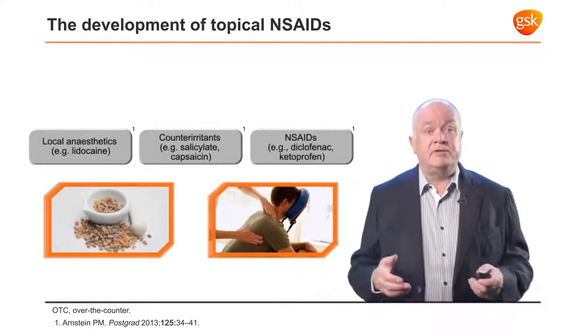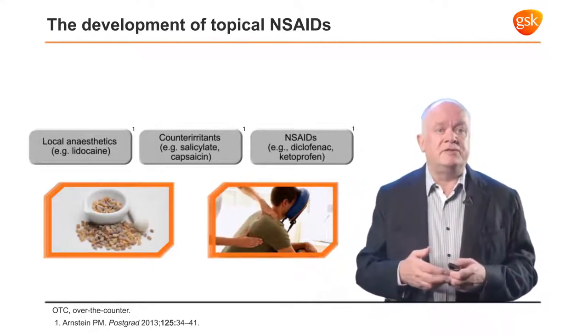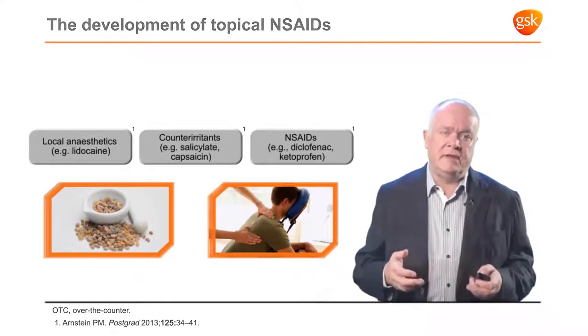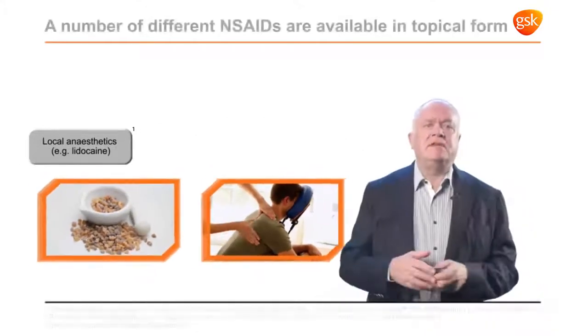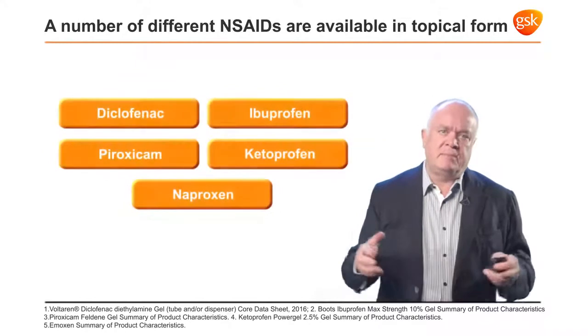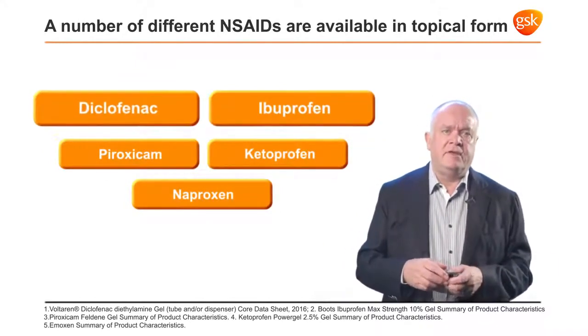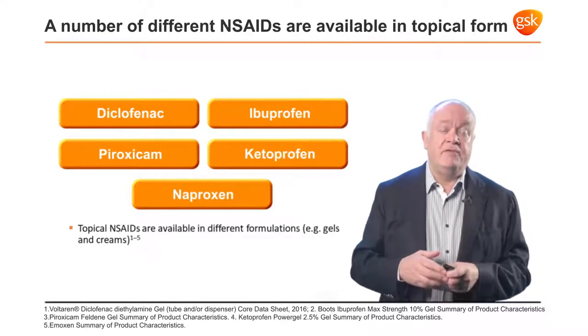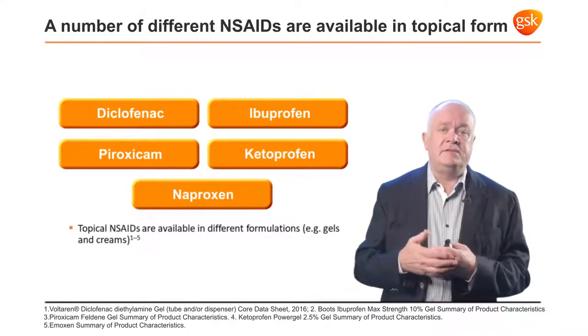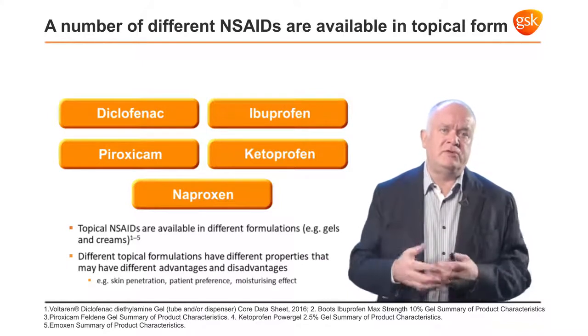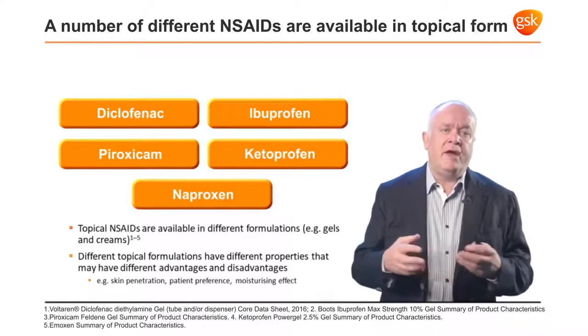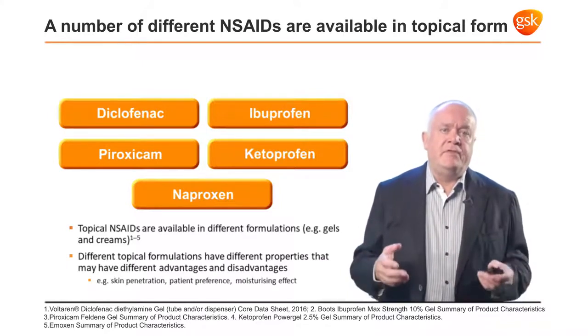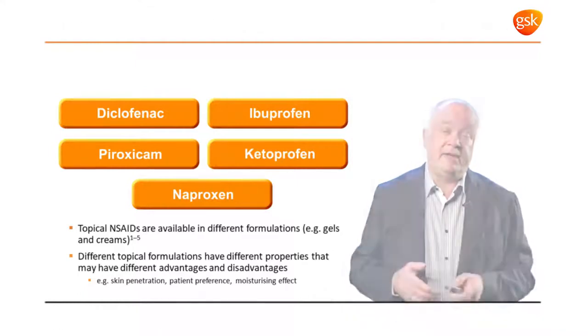The various preparations can also be combined in some formulations with either cooling or heating mechanisms. A range of NSAIDs are available as topical agents, for example, ibuprofen and diclofenac. They are supplied in numerous formulations offering different properties. They can differ, amongst other things, in their skin penetration and also their moisturizing effect. With a wide range of products available, patient preference is therefore enhanced.